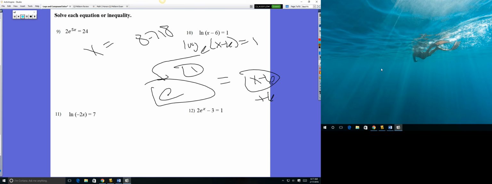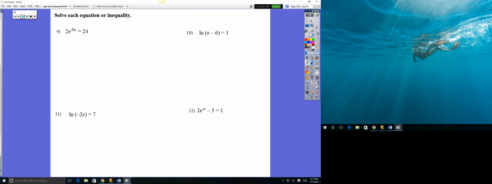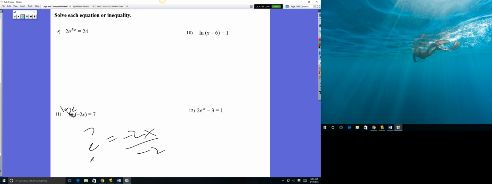11. It's the same thing. That's log in base e. ln is log base e. So we're going to go e to the 7 equals negative 2x. Divide by negative 2, divide by negative 2. So on your calculator, e to the 7 divided by negative 2. x equals negative 548.3166.